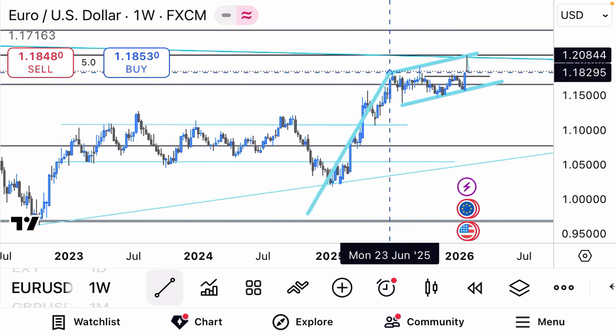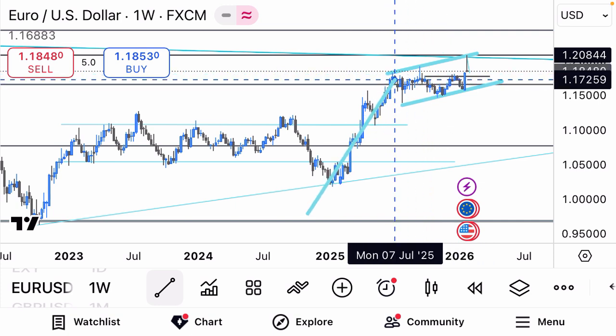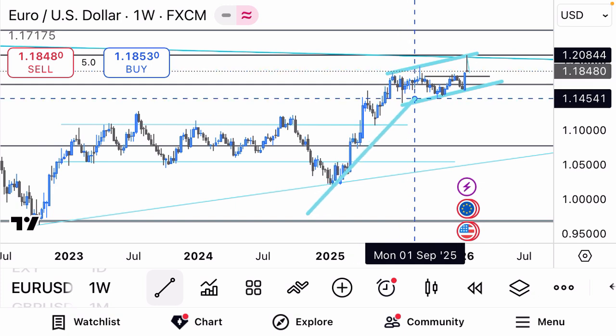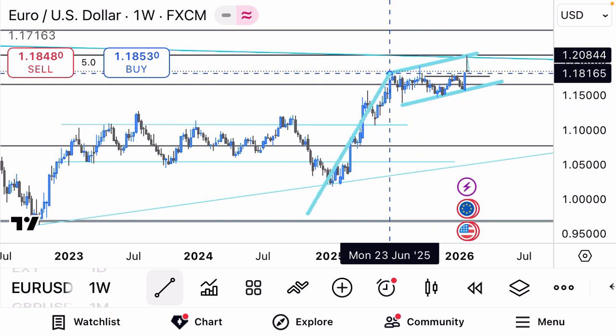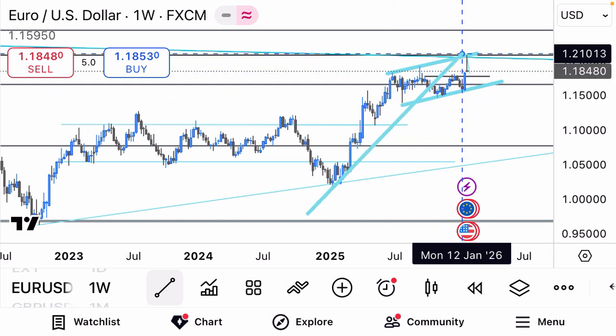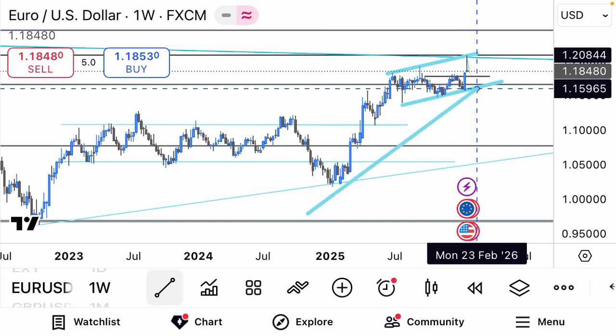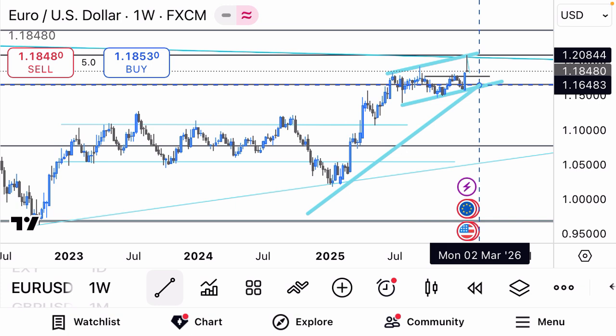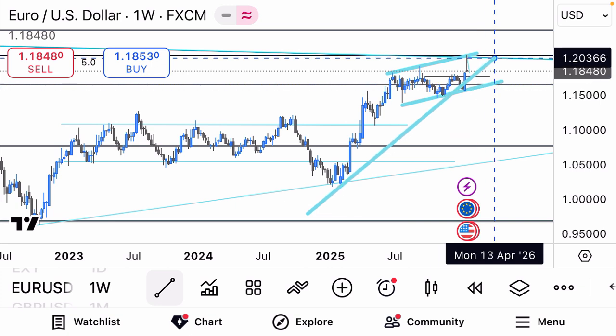But you can see this bullish ascending triangle here that the market has been doing, with the first touch, second touch, third touch. Potentially we are going to come and have a fourth touch, which is around the 1.16 region, before we now head back up to the 1.20 region.